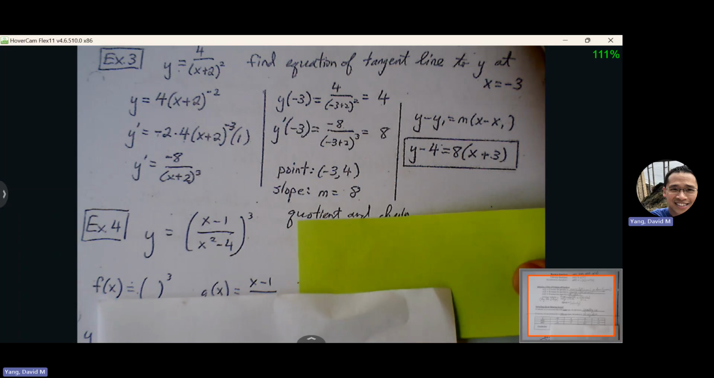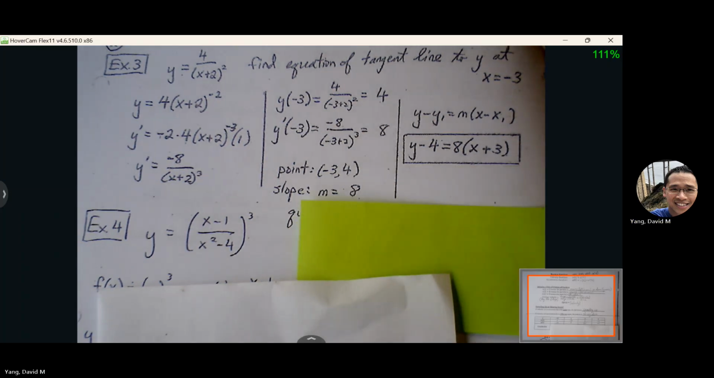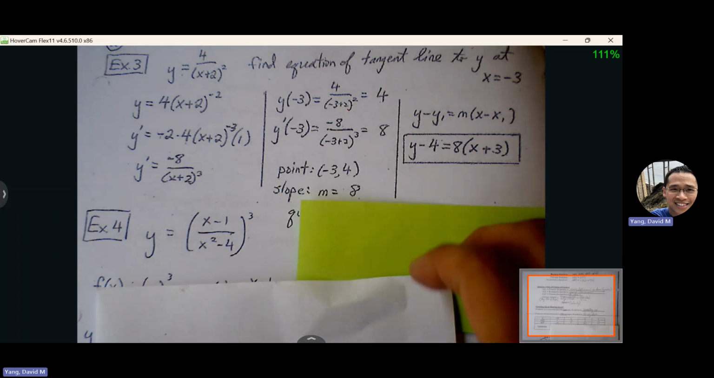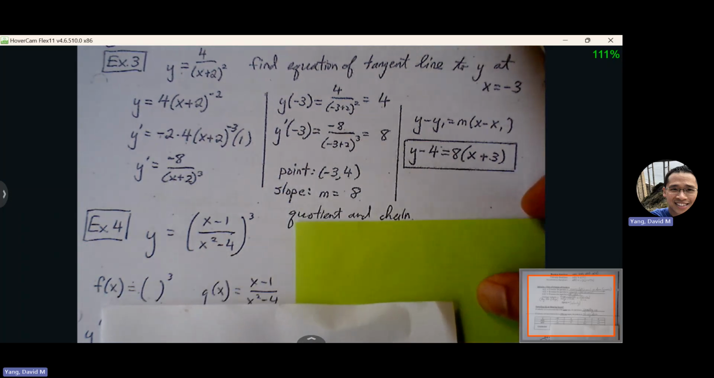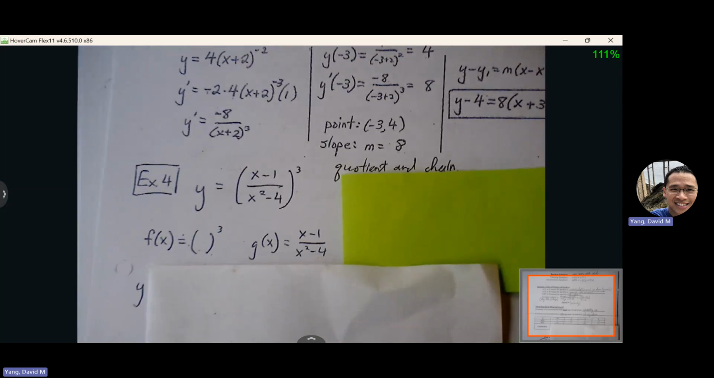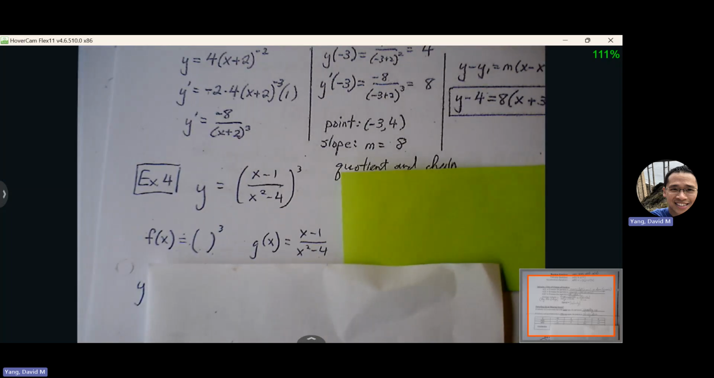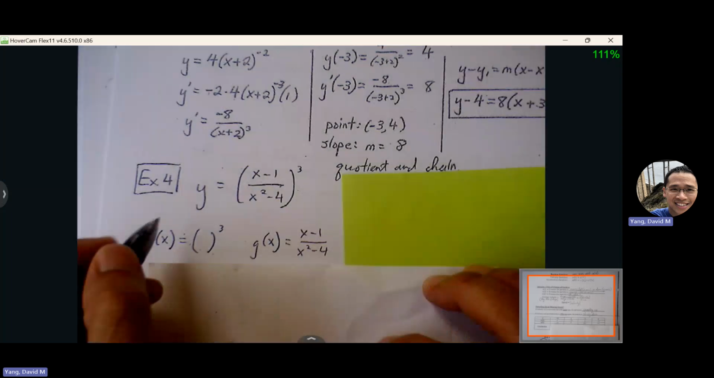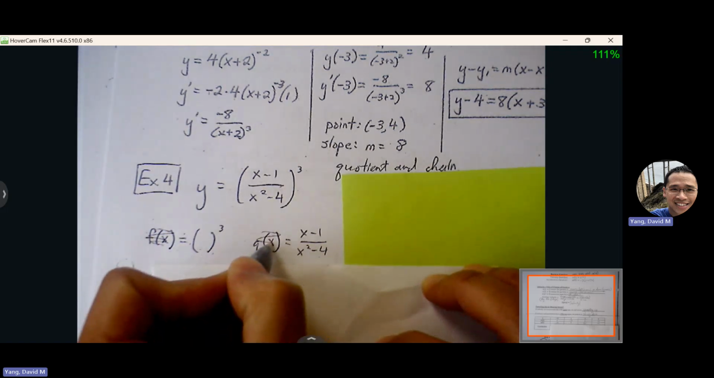And then my inside component is whatever is inside the parentheses, right? So the x minus 1 over x squared minus 4. So I can think of that as my f and my g, my outside and my inside. You don't have to call it f and g here. You can just say outside and inside.